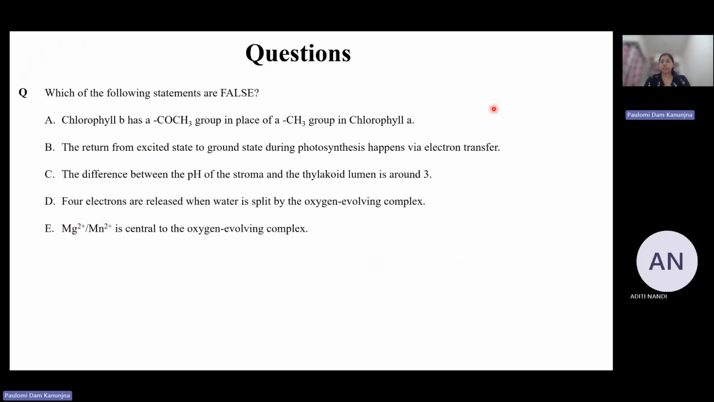Okay, the first one is: which of the following statements are false? Chlorophyll b has a COCH3 group in place of the CH3 group in chlorophyll a. The return from excited state to ground state during photosynthesis happens via electron transfer. The difference between the pH of stroma and thylakoid is around 3. 4 electrons are released when water is split by the oxygen evolving complex, which is basically the first complex. And Mg2+ and Mn2+ are central to the oxygen evolving complex. Whichever is false, do let me know.